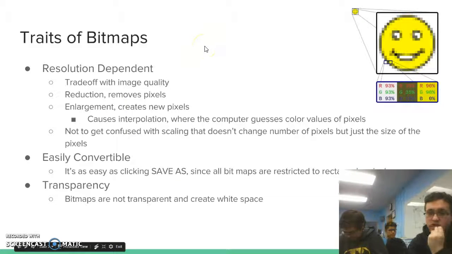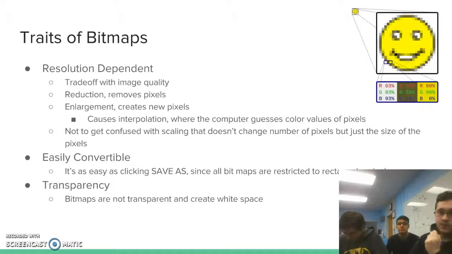It's resolution dependent, which means if you make it larger, there's a trade-off in image quality. Now, when you reduce it, there's a reduction in pixels to compromise because it has to fit in the same file size. More importantly, when you make it larger, it creates new pixels. Now, there is a problem here because the image quality will go down.